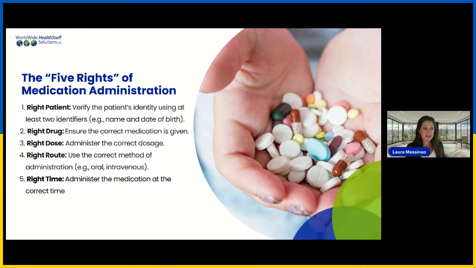The other aspect is that we want to ensure that we've got the right drug. We want to make sure that we're giving the right medication to the right patient. We also want to verify that we've got the correct dosage. And we also want to make sure we have the right route. Is it intravenous? Is it oral? Is it an injection? And then at the right time. We want to make sure that this drug is being administered to the patient at the right time of day.